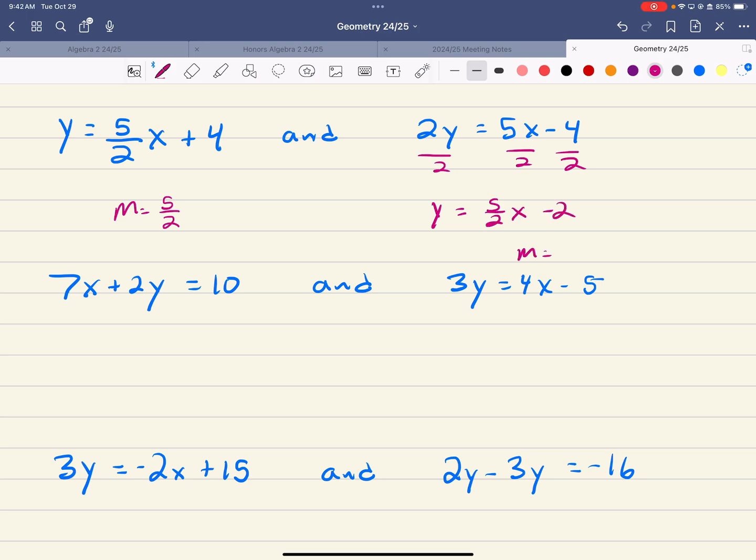Slope of this one is 5/2. The slope of this one is 5/2, making them parallel to each other. They have the same slope, so they're parallel. Again, symbol for parallel. If you want to spell it out, whatever. Okay. Next one.